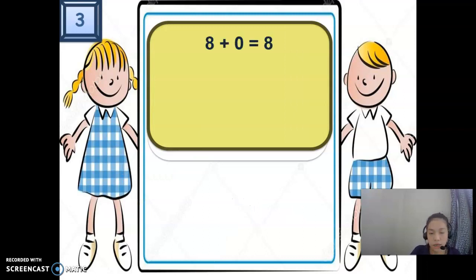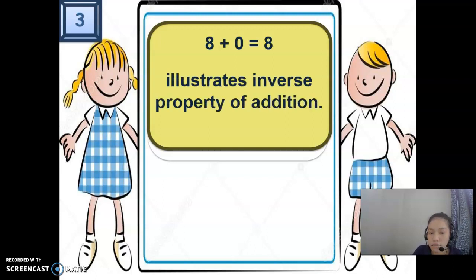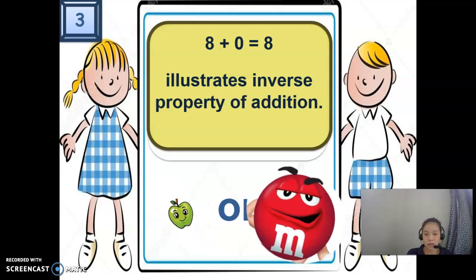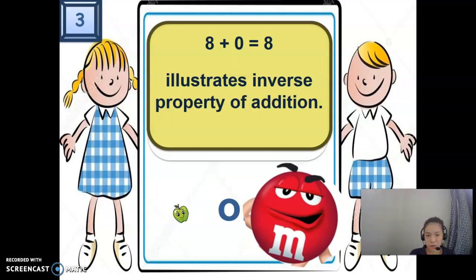Number 3, 8 plus 0 equals 8 illustrates the inverse property of addition. Is it true or false? So think of your answer. The answer is false. Why? Because 8 plus 0 equals 8 illustrates the identity property of addition. Whatever number is added to 0, the answer is the number itself.